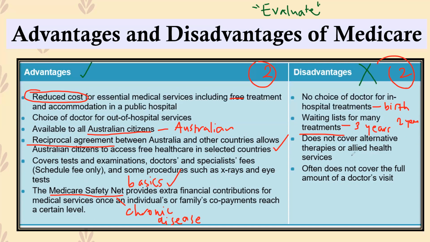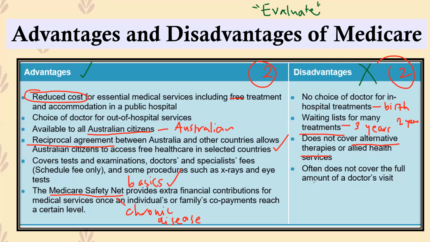Obviously, Medicare doesn't cover alternative therapy. So if you're one of those people who say, I believe in naturopathy, I don't believe in Western medicine, well, naturopathy, non-Western medicine, or traditional Chinese medicine, all these things are not covered by Medicare. These are things you have to get separately and pay for separately.